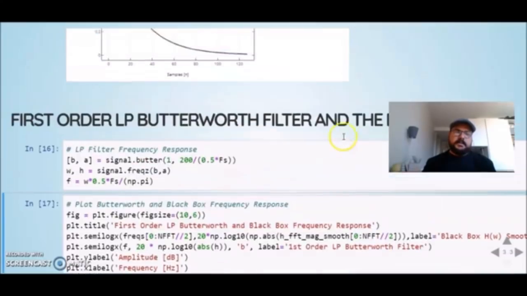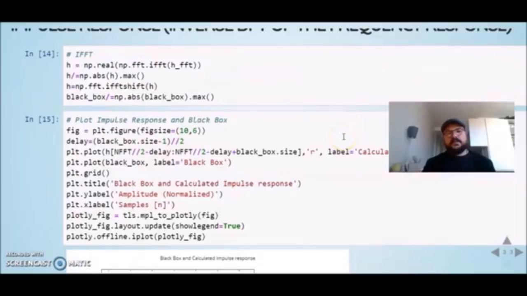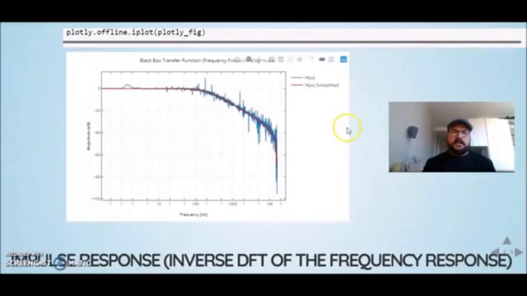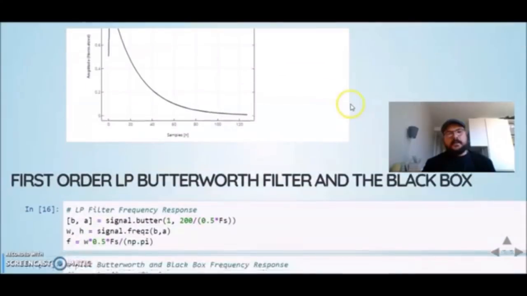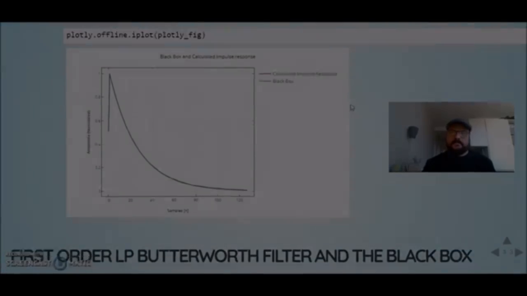We can see that using noise and using this transfer function technique, getting the frequency response turned out to be a good approximation of a real system.